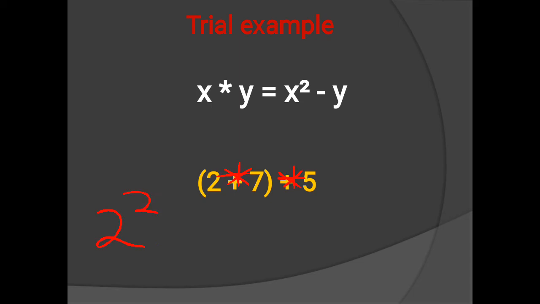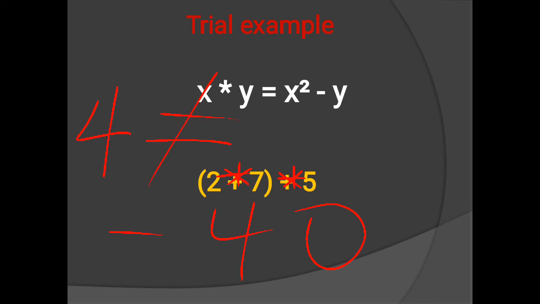2 squared minus 44. 2 squared is what? 4. So 4 minus 44 is going to be negative 40. So you see, the first one we had 4, and then this one we have got negative 40. 4 is not equal to negative 40. So it is not associative. Okay, it is not associative.